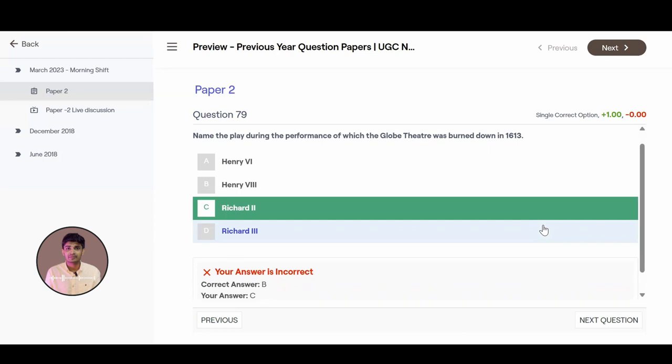The fire, listen to this carefully. The fire was caused by a cannon shot, which was used as a special effect during the performance of the play. So the play itself caused the fire, eventually burning the Globe Theatre down.